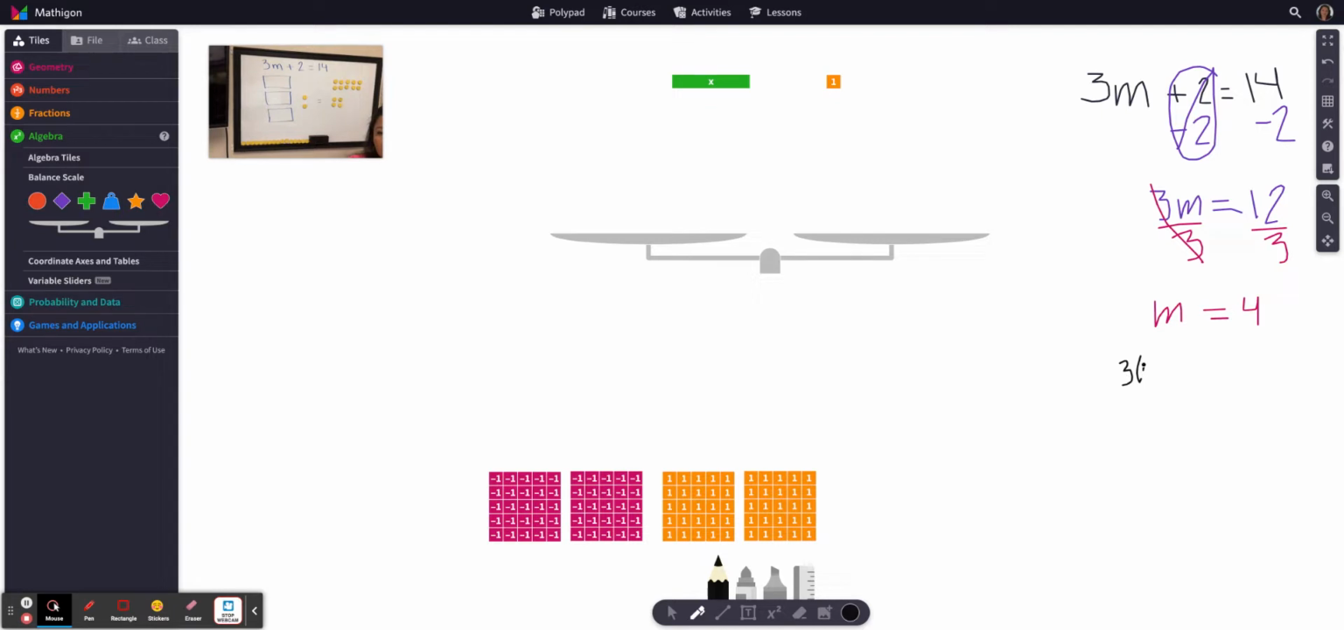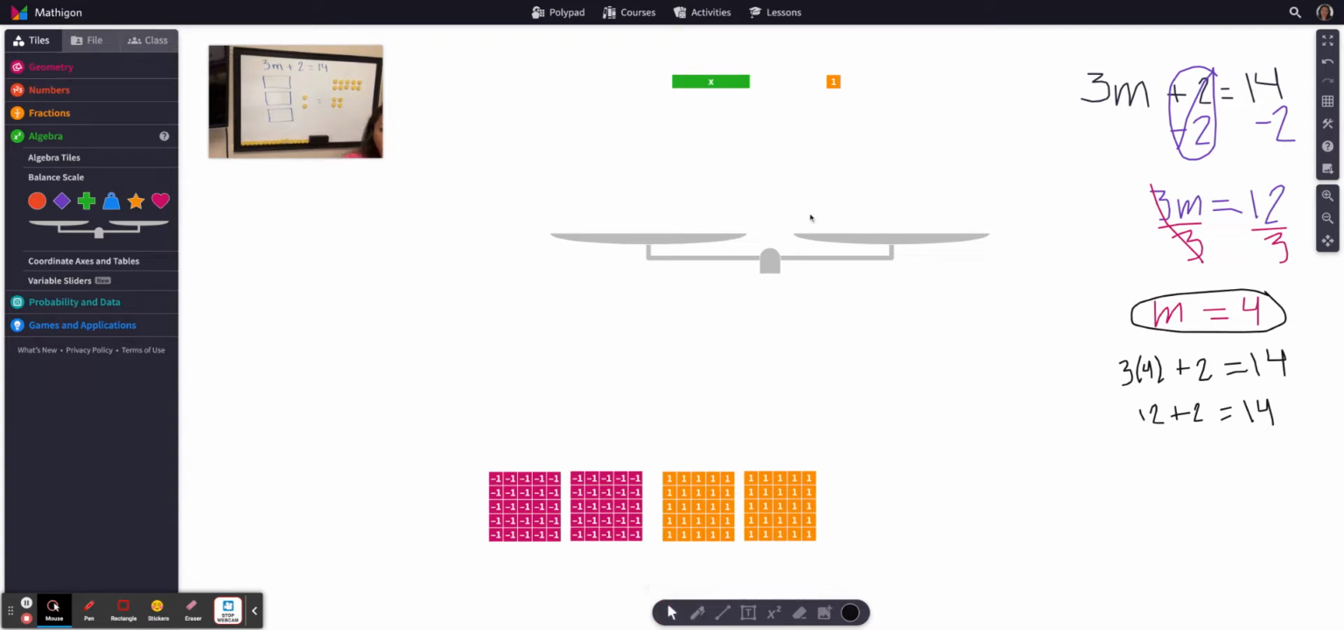So 3 times 4 plus 2 is supposed to be equal to 14, because that's the equation that we were given. Well, 3 times 4 is 12, and 12 plus 2 does equal 14. So I can see that my solution is correct.